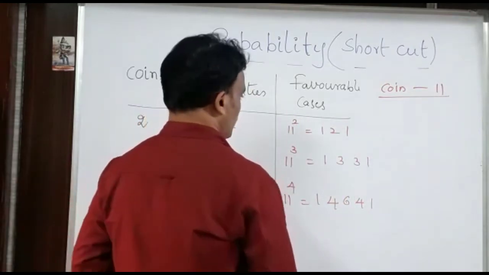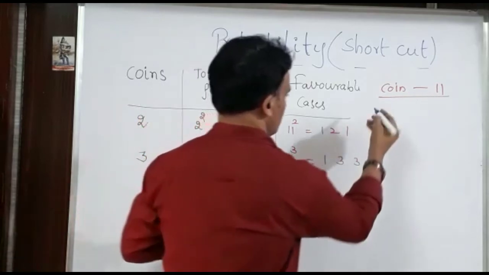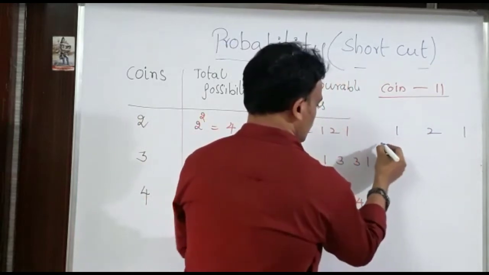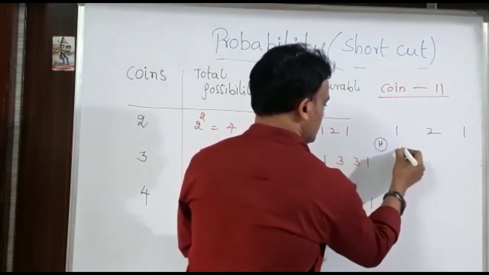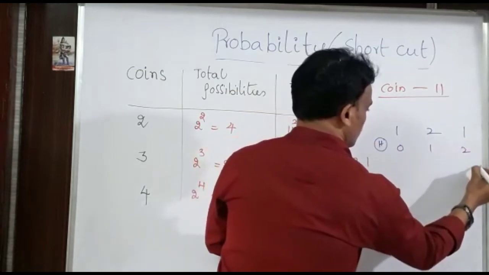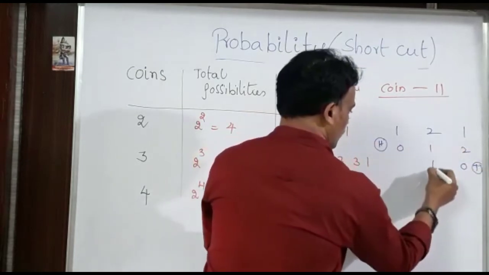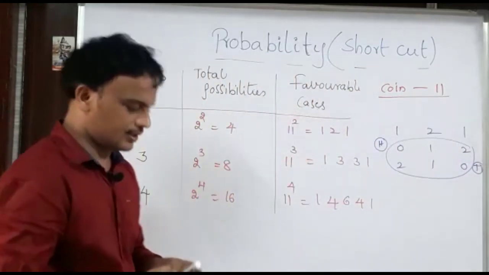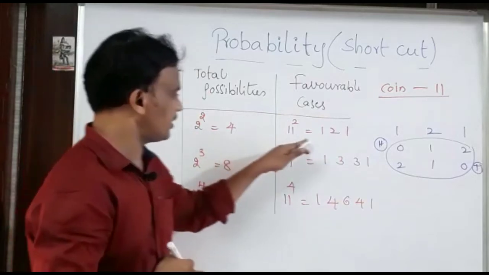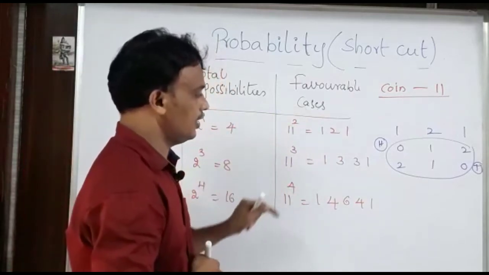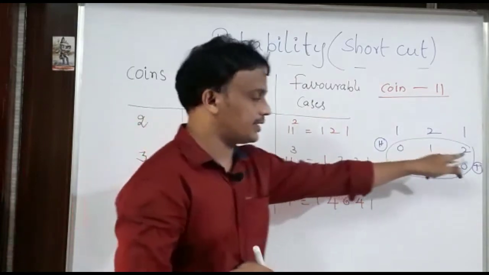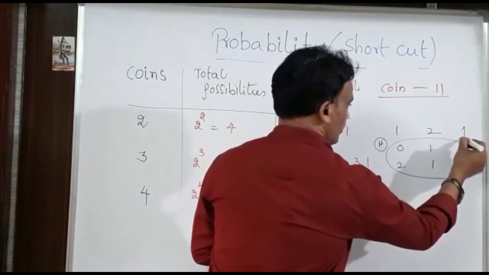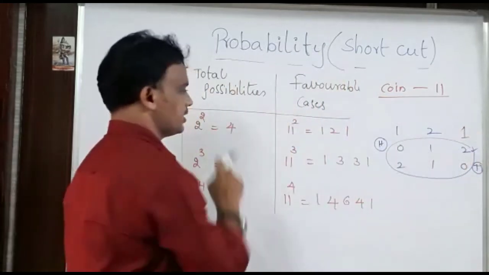So I will write here. When the coin is tossed 2 times, this is 121. For heads you can write 0, 1, 2, and for tails 0, 1, 2. These are all the favorable cases for head and tail. They will ask questions like this: when two coins are tossed, what is the possibility of getting 2 heads? How many favorable chances are there? 1 chance out of 4 chances.